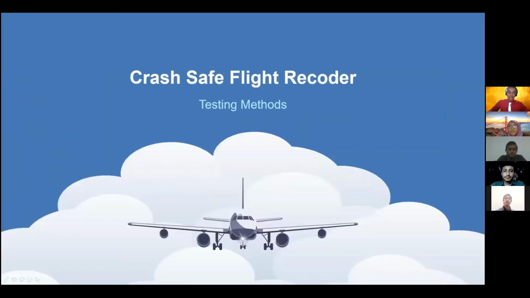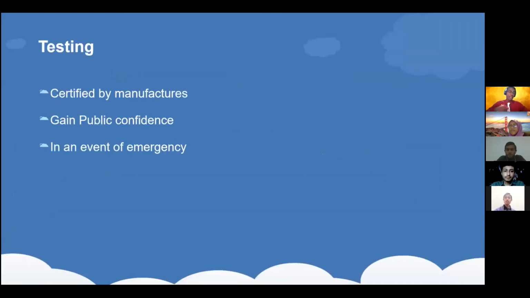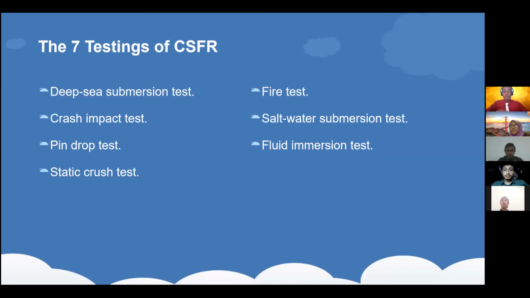Okay, I'm Vinod, and I'm going to start presenting about the testing methods. The reason we need to carry out the testing methods is, one, so that it can be certified by the manufacturers. This certification is very important in order to gain the public's confidence. Without certification, the public would not be willing to board an aviation plane. And of course, the black box is very important in case of an emergency. There are 7 testing methods which can be carried out to ensure the black box matches its standards.